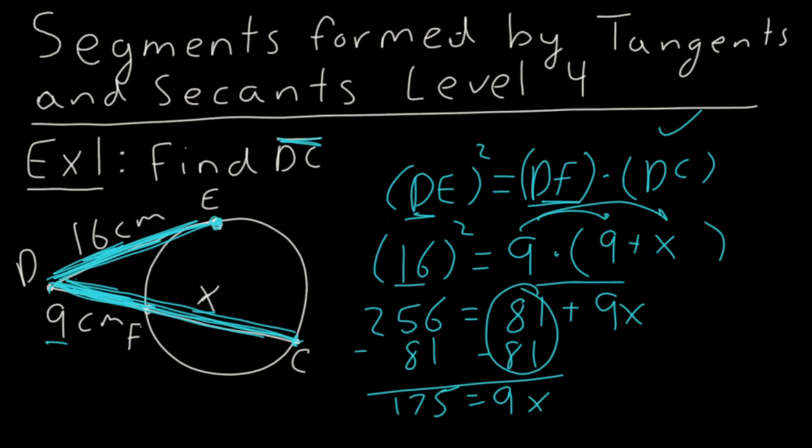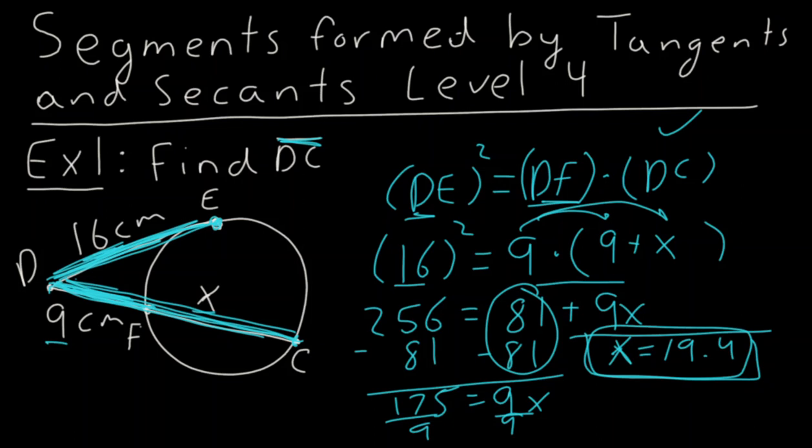Well, remember, whenever we're trying to get x by itself, we have a number in front. What do we have to do? We have to divide. So we divide both sides by 9, and it turns out that 175 divided by 9 is going to equal 19.4 repeating. So in this case, let's just say x equals 19.4. Now from there, though, we're not actually done.